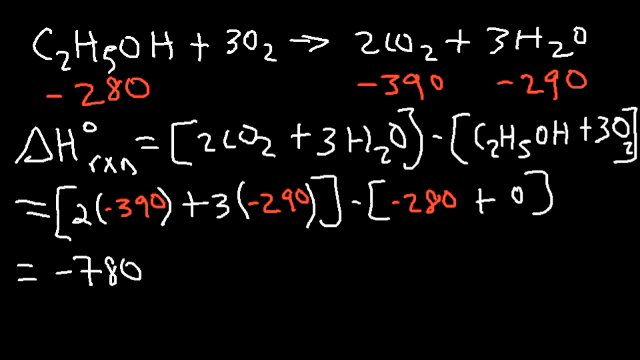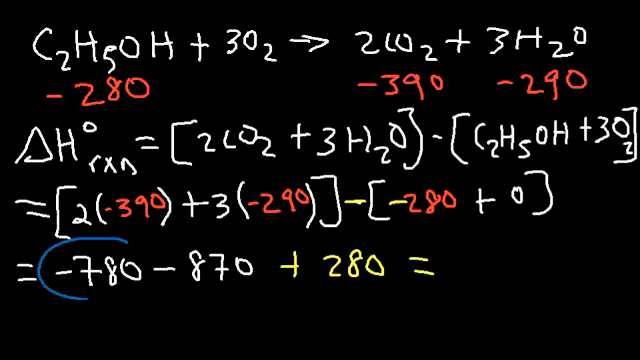3 times 29. Well, 29 is 30 minus 1. So 3 times 30 is 90. And 3 times 1 is 3. 90 minus 3 is 87. So this is going to be negative 870. And then we have two negatives, which is going to turn into a positive. So plus 280. Let's add negative 780 plus 280. Negative 78 plus 28, that's going to be negative 50. 28 minus 78 is negative 50. So this should be negative 500.